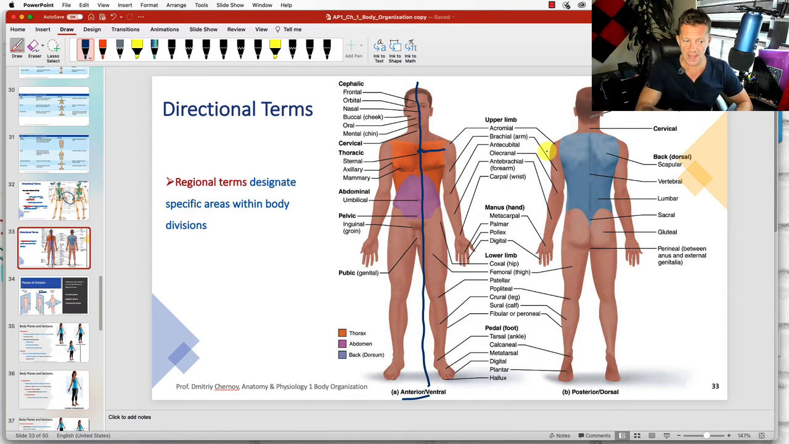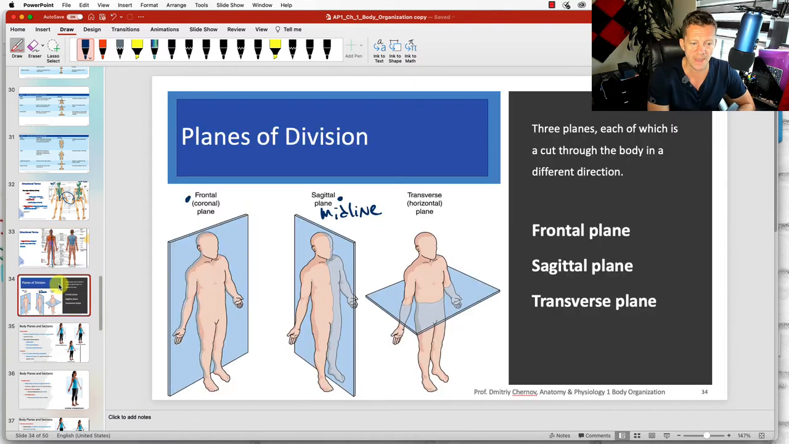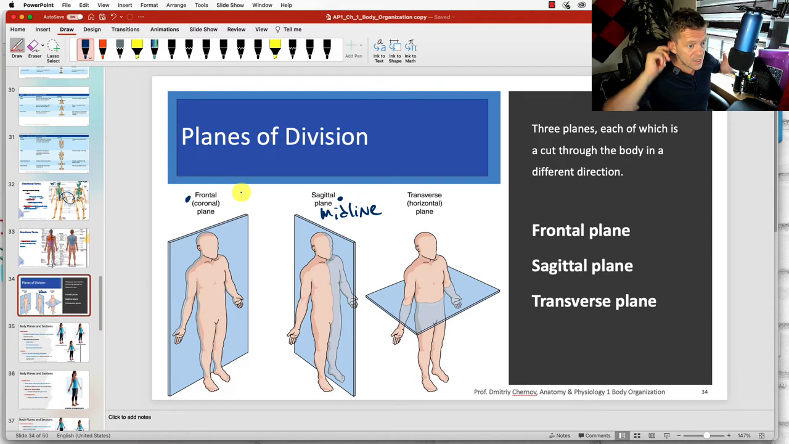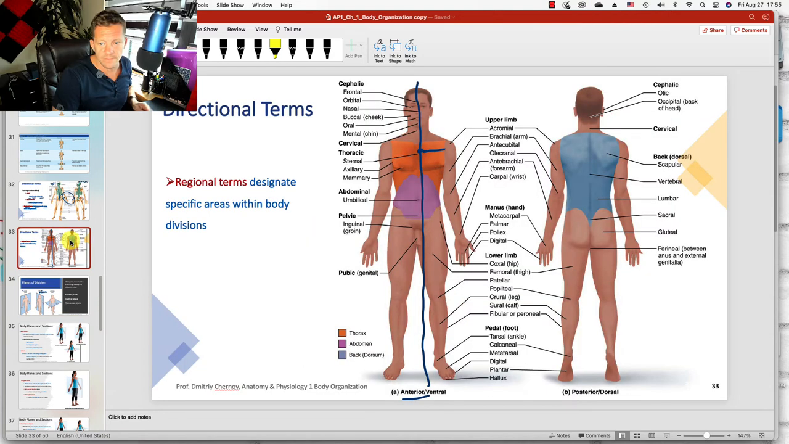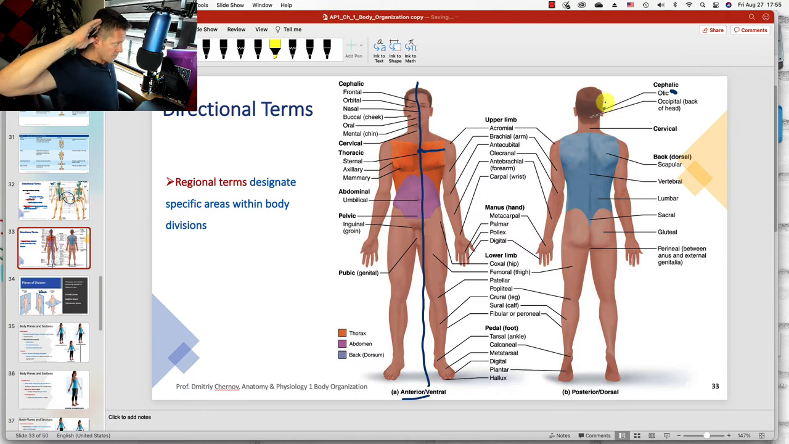If you see the line, you have to start imagining the planes of division. So that's the frontal line. And the frontal line starts right at the back of the ear. And the name of that, the ear is otic. I actually wanted to mention that right here, otic. That's the ear, otic. So the frontal plane does not start here, but it starts here, right? And it goes like that.